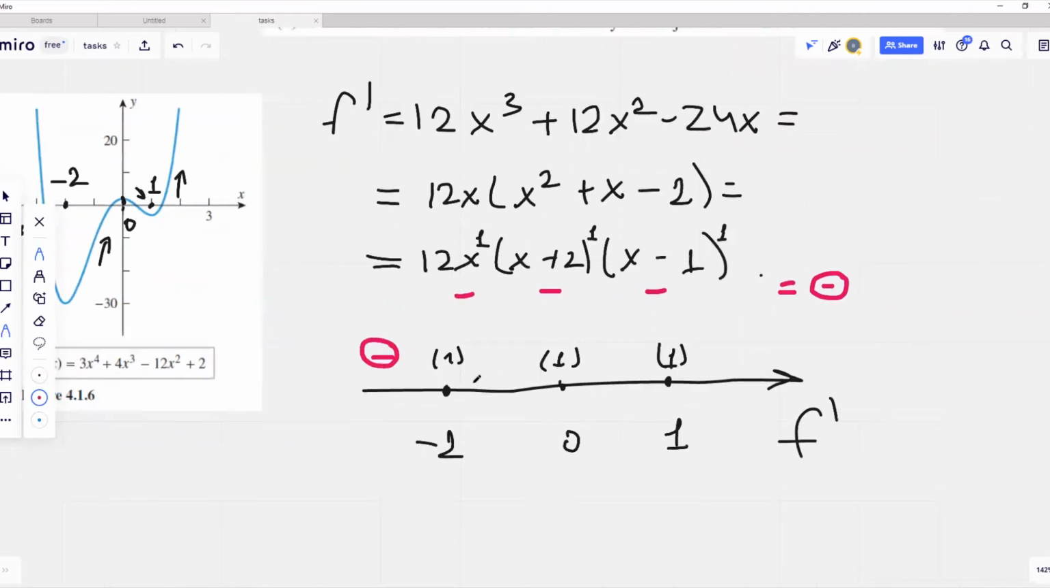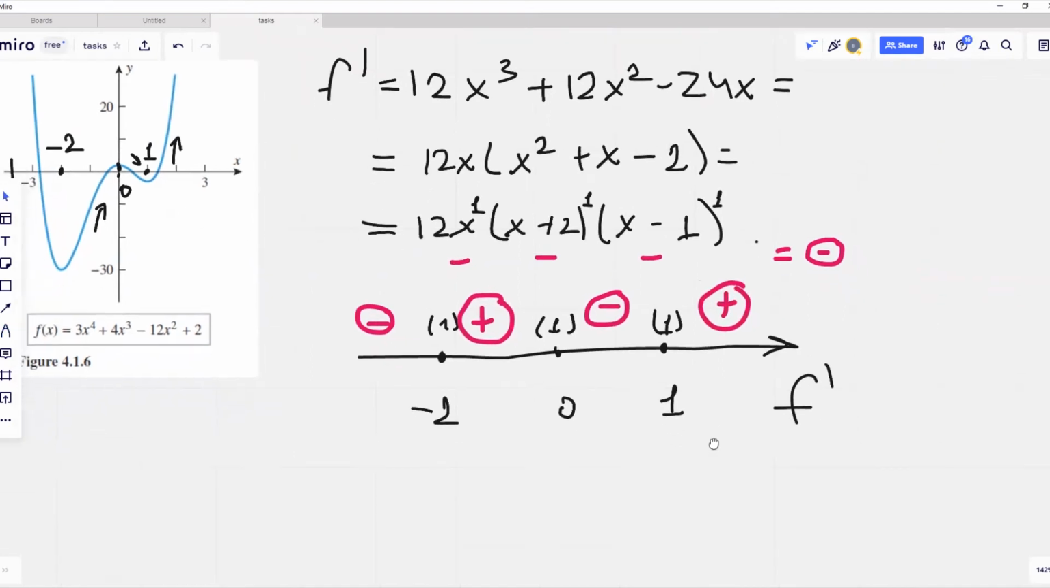Now, using multiplicity of our roots, if we have odd multiplicity for roots, then the sign of f prime is going to change over this root. So it was negative, now it's going to be positive since 1 is odd. Now it was positive on interval from minus 2 to 0. It will switch its sign since the next root also has odd multiplicity. So this is minus. And on last interval from 1 to plus infinity, our f prime is again positive.